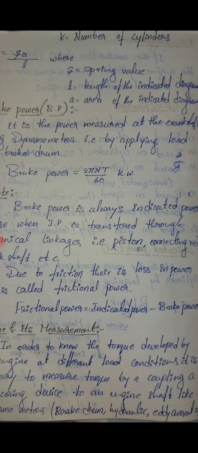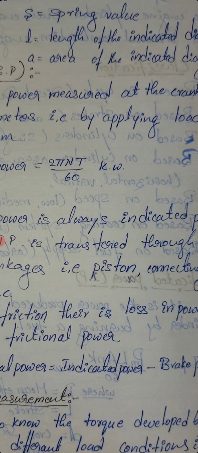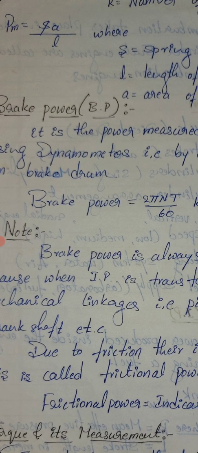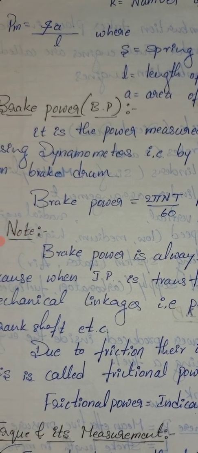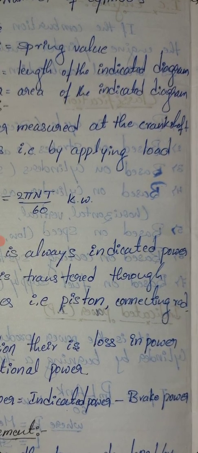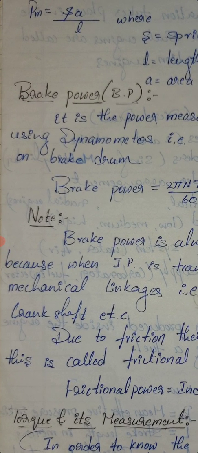Next comes the brake power. I told you what indicated power is: the power developed inside the cylinder is called the indicated power. Now comes the brake power. Whatever power is developed inside the cylinder, we are not going to utilize all of it at the crankshaft. There will be some losses due to the reciprocating of the piston. After considering those losses, whatever power is available at the brake drum or crankshaft is called the brake power. So the power measured at the crankshaft is called the brake power.